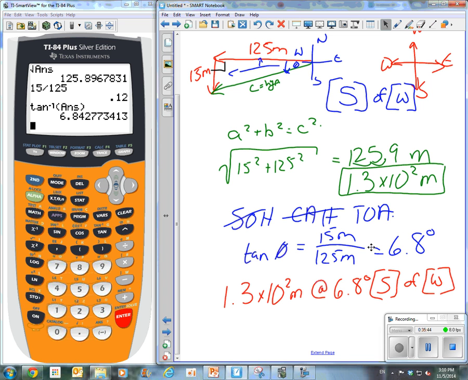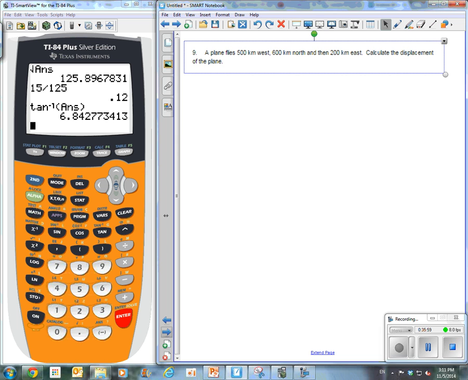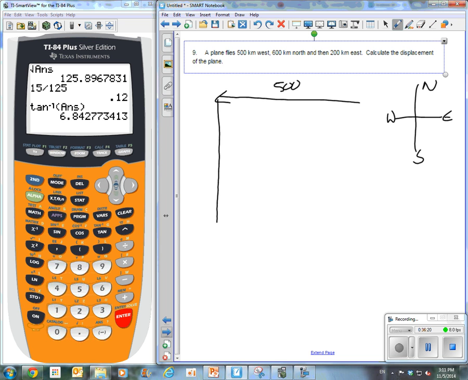Okay. So it's getting there. Lots of practice. Okay. So we are now going to calculate number 9. A plane flies 500 kilometers west, 600 kilometers north, and then 200 kilometers east. So, put in my coordinates. 500 kilometers west, 600 kilometers, and then 200 kilometers. My resultant is from where I started to where I ended.